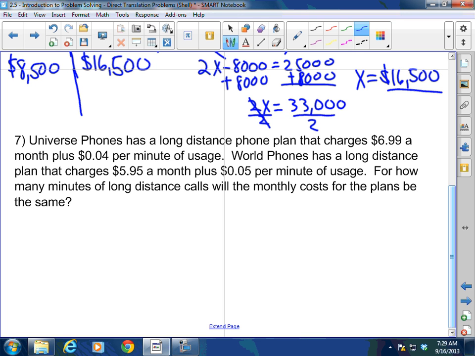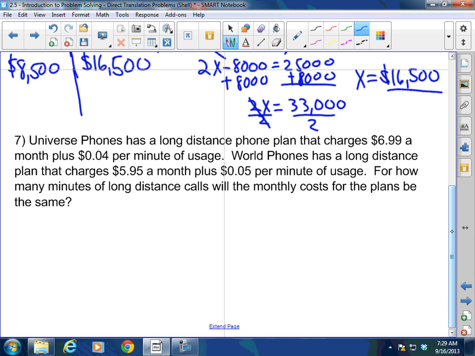Universe Phones has a long distance phone plan that charges $6.99 a month plus 4 cents per minute of usage. World Phones has a long distance plan that charges $5.95 per month plus 5 cents per minute of usage. For how many minutes of the long distance call will the monthly cost for the plans be the same?